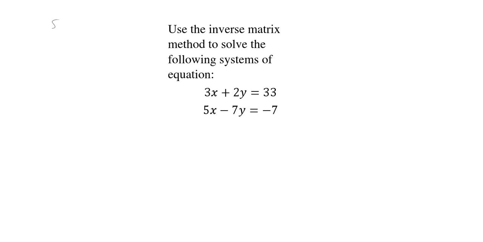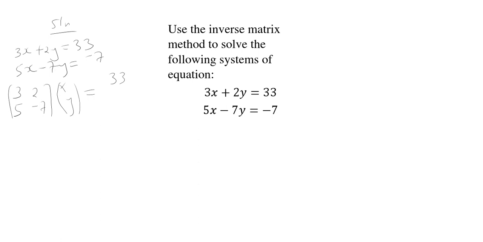let's have our solution. We have 3x plus 2y is equal to 33, and we have 5x minus 7y is equal to negative 7. In this case, we have to extract the coefficients of x and y to form matrices. So we shall have 3, 5, 2, negative 7. Then we follow by xy, and this should be equal to 33, negative 7.